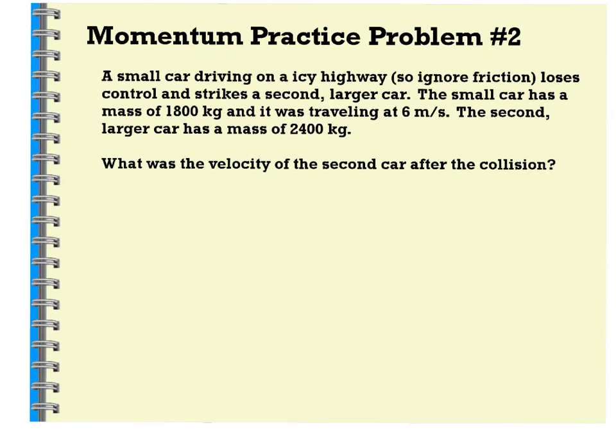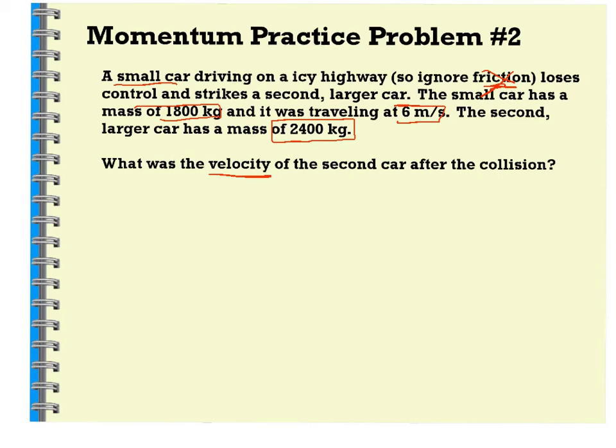Let's talk about another practice problem, but this one involves a collision. We have a small car driving on an icy highway, so we get to ignore friction. It loses control and strikes another larger car. The small car has a mass of 1,800 kilograms. It's traveling at 6 meters per second. The second larger car has a mass of 2,400 kilograms. And the question is, what was the velocity of the second car after the collision?